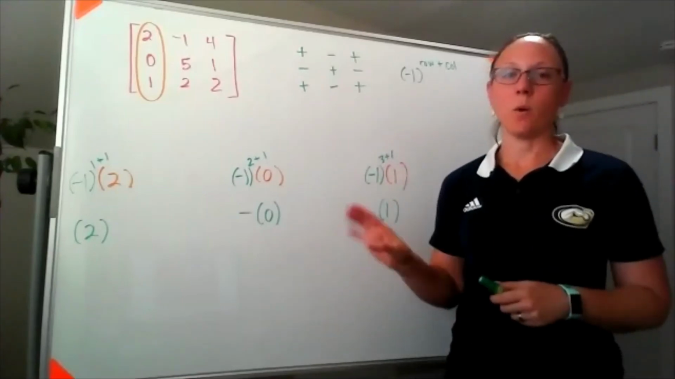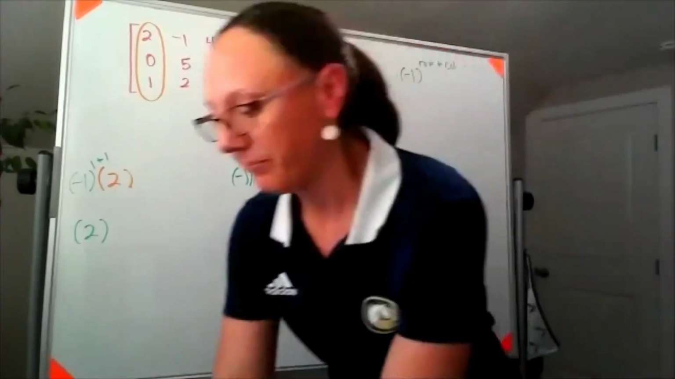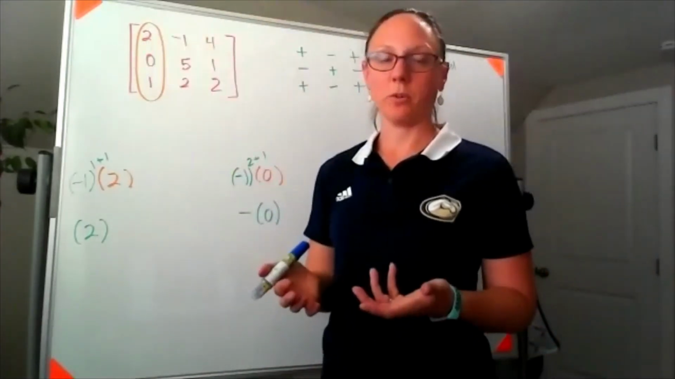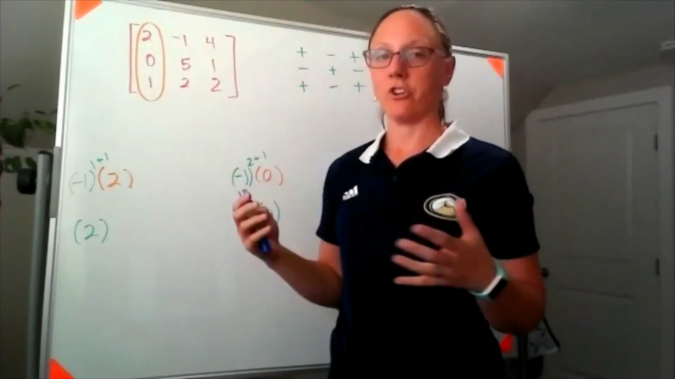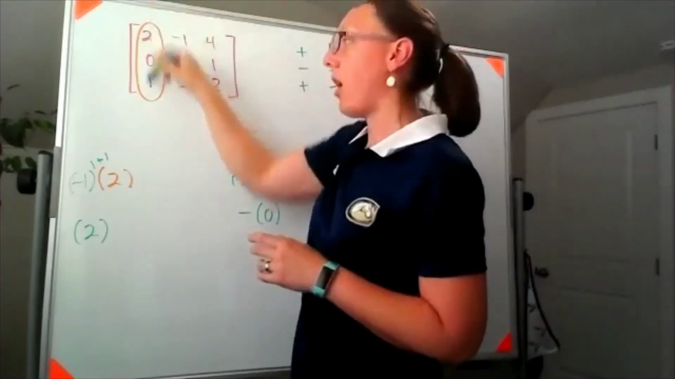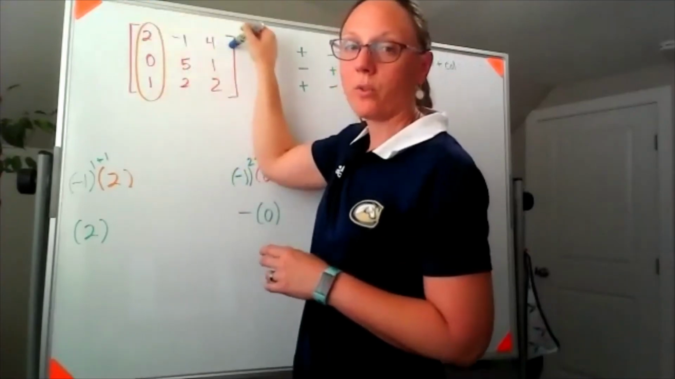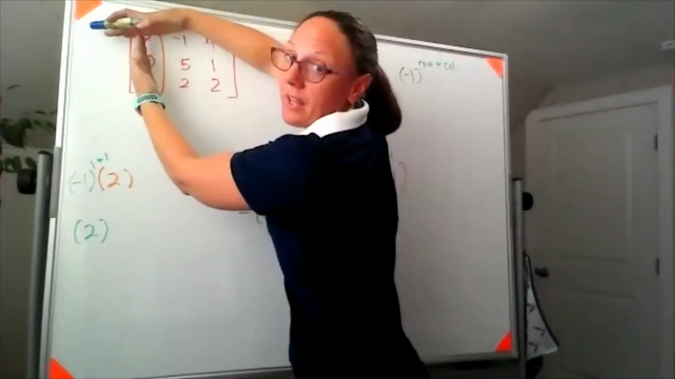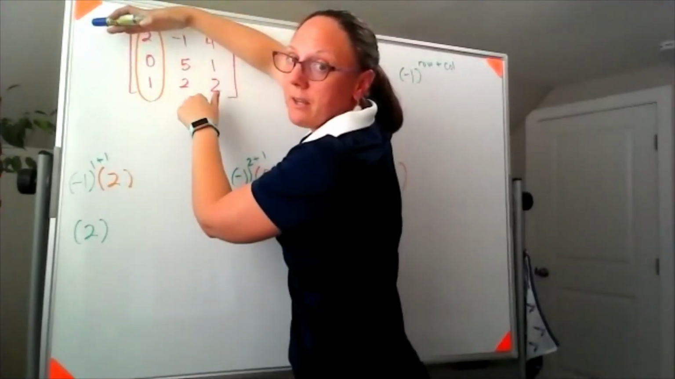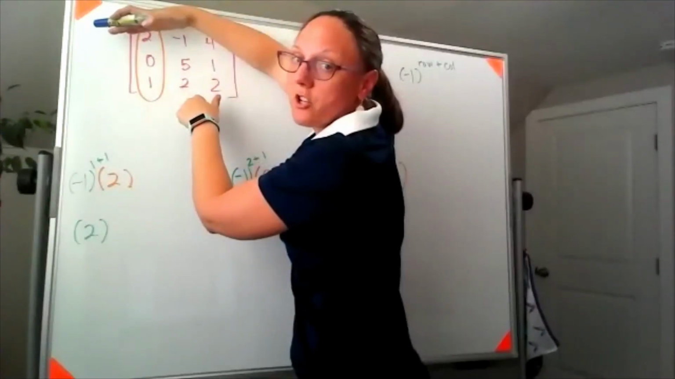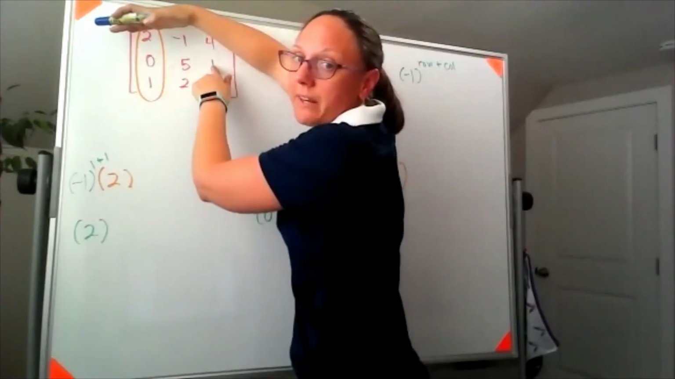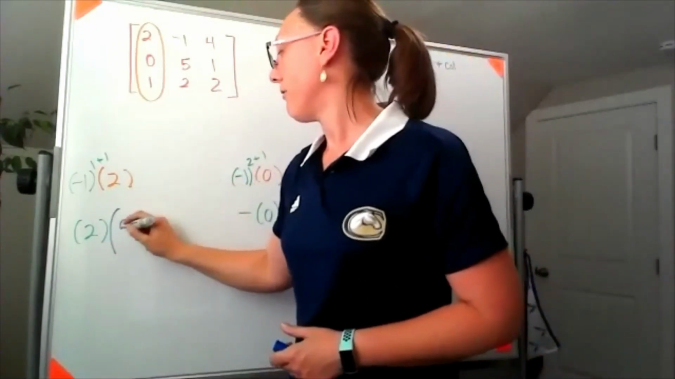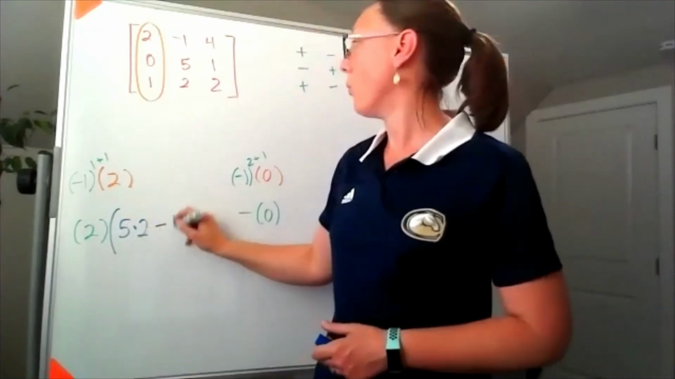Now the next piece is what we're multiplying each of these numbers by. So when I look at the 2, to figure out what I should multiply the 2 by, I'm going to imagine getting rid of the column that the 2 is in and also the row that the 2 is in. So if I eliminate this row and this column, then I'd be left with a 2 by 2 matrix. And we know how to take the determinant of the 2 by 2 matrix. I'm going to get 5 times 2 minus 1 times 2. So that 2 gets multiplied by 5 times 2 minus 1 times 2.